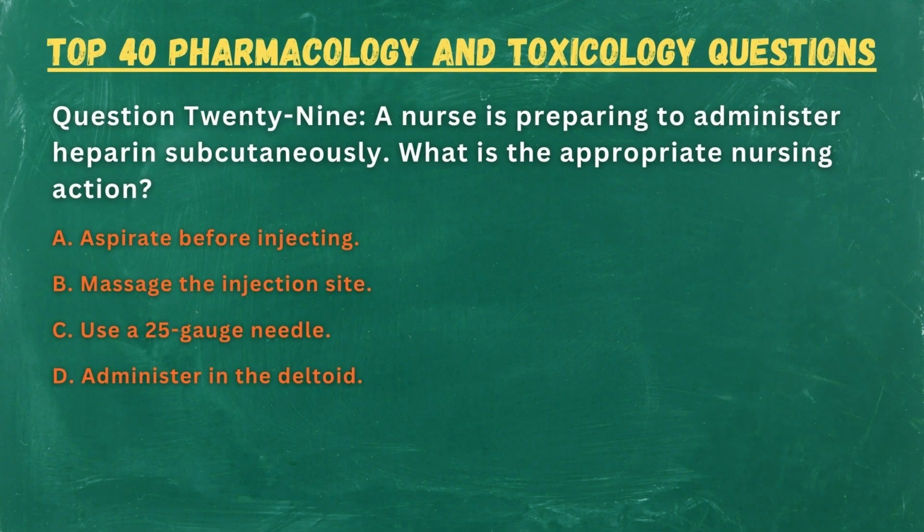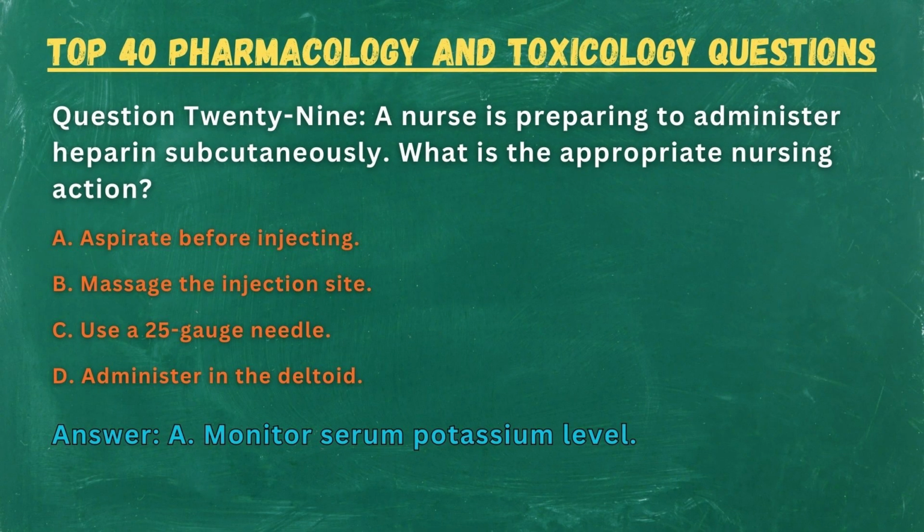Question 29. A nurse is preparing to administer heparin subcutaneously. What is the appropriate nursing action? A. Aspirate before injecting. B. Massage the injection site. C. Use a 25-gauge needle. D. Administer in the deltoid. Answer: C. Use a 25-gauge needle.